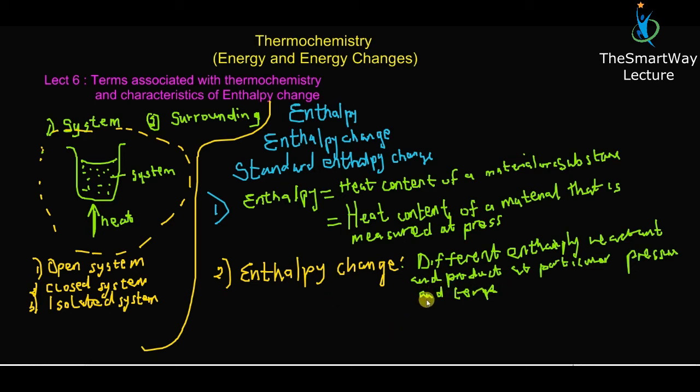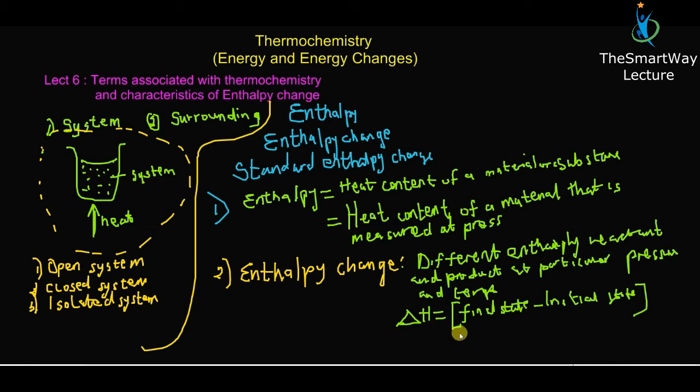Let me give you a typical example. It is represented with a sign, the H, the enthalpy change. It's also called delta H. The energy is the difference between the final state of the material and the initial state of the material.